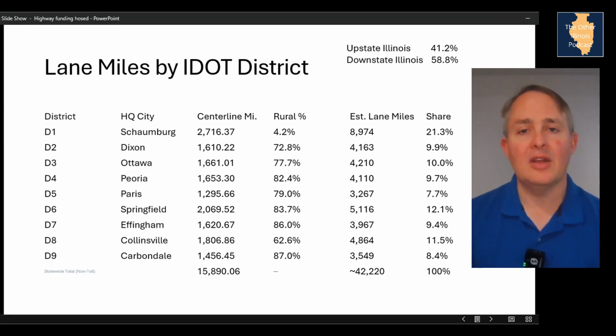Most of the interstates are going to be multi-lane. You've got a lot of improved state highways that act as city streets or things of that nature. And then every other district in the state has roughly about 10%. If you get into Springfield, District 6, they are at 12%, and Metro East is 11.5%. So that's a good way to think about it. Chicago has about 20%, and the rest of the state has about 80% of the highway miles here in the state of Illinois.